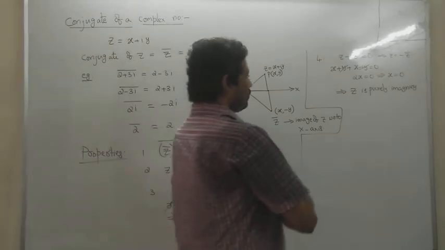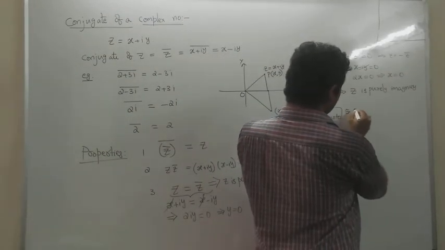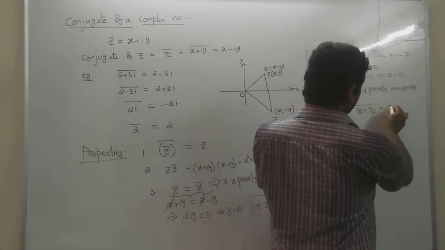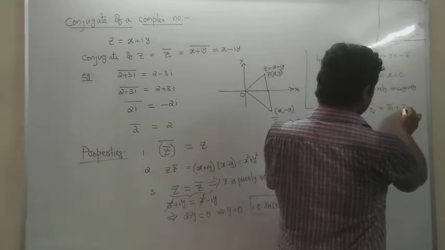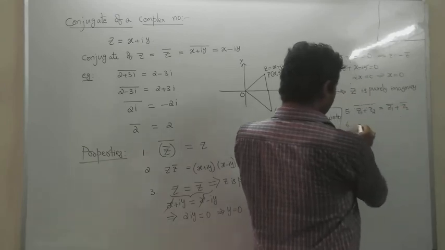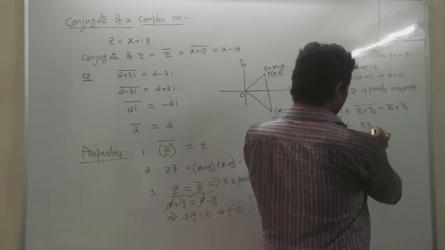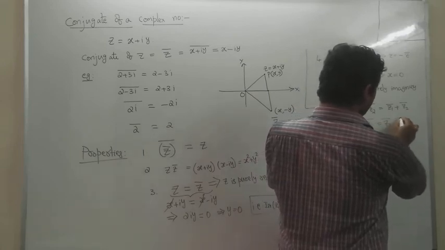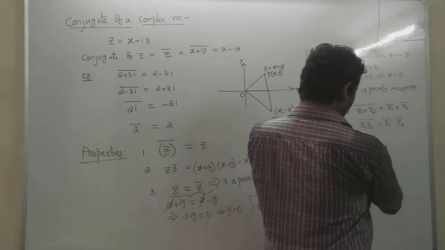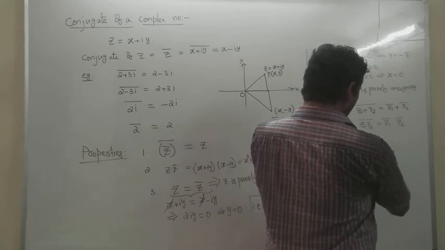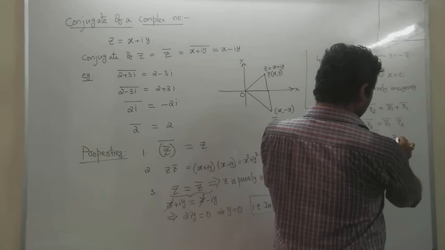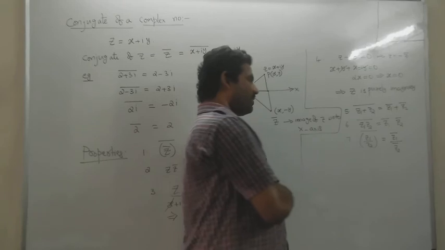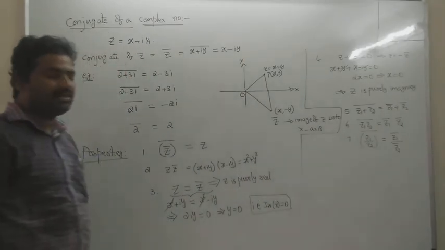And one more thing. Next, fifth point. z1 plus z2 whole bar, we can write as z1 bar plus z2 bar. Next one, z1 z2 whole bar equals z1 bar z2 bar. Next one, z1 by z2 whole bar equals z1 bar by z2 bar.